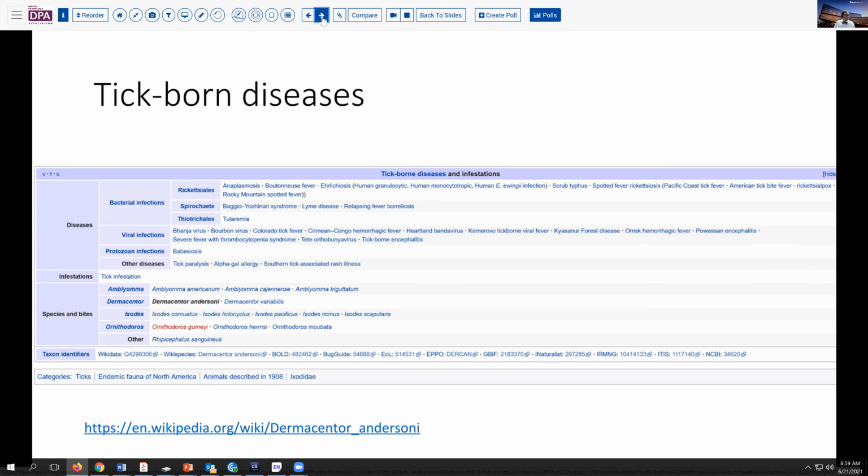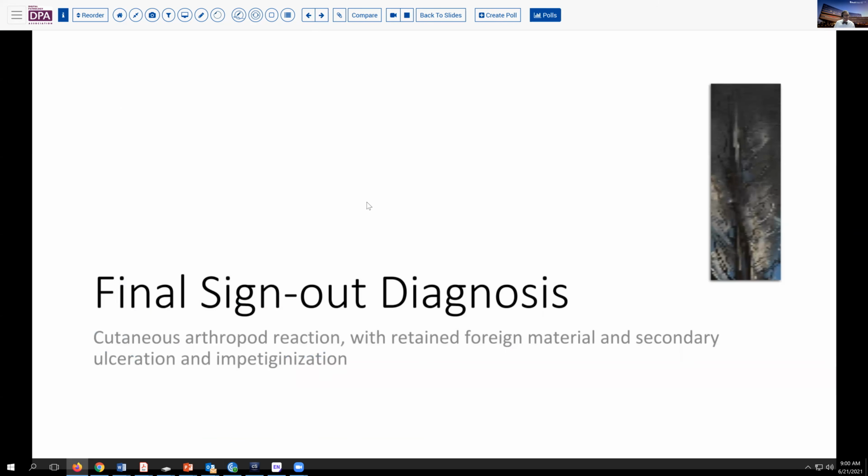So to sort of summarize then, our final sign out today is a cutaneous arthropod reaction with retained foreign material secondary to ulceration and impetiginization. And this, of course, secondary to tick bite with Dermacentor andersoni.